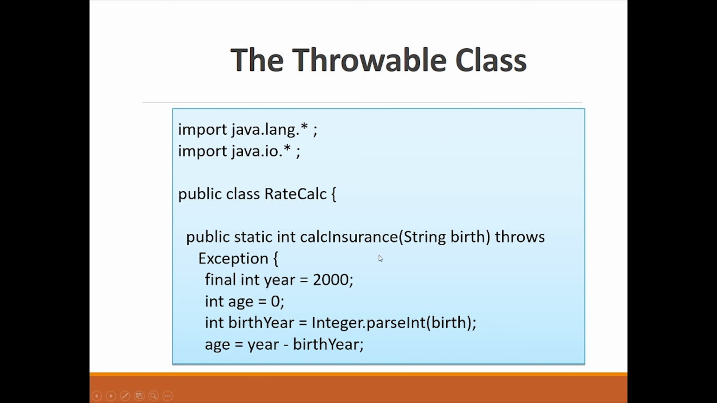As you can see, we have here final year 2000, age is 0. The reason why we parse, take note, is that this is parseInt. This will allow us to parse the value of the birth variable into an integer, since birth is going to be a string type that we've set on our parameter. And then to get the age, we will subtract the birth year from the year.